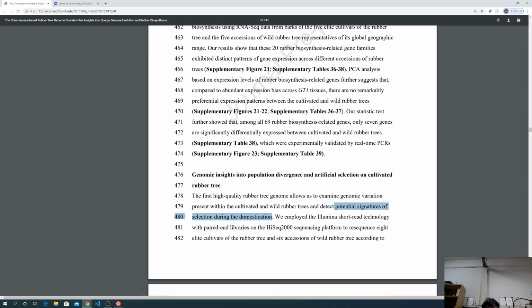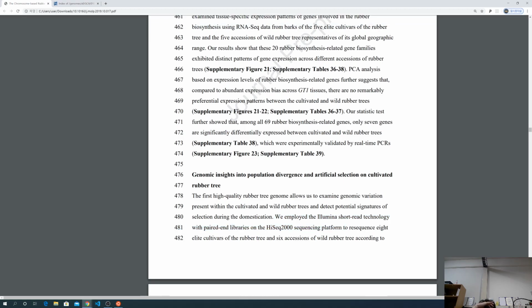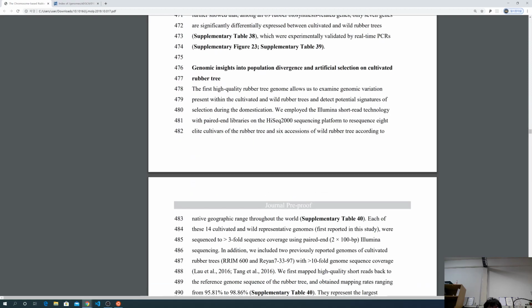They employed short reads, so they resequenced the cultivated and wild accessions: 8 elite cultivars and 6 wild rubber trees. Okay. According to blah blah blah. Each of these 14 cultivated and wild representative genomes was sequenced to more than threefold coverage using paired-end Illumina sequencing.